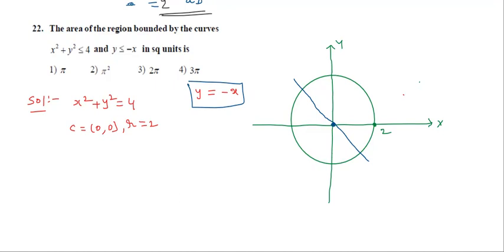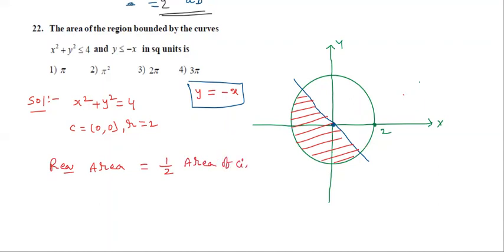So y is less than or equal to minus x is given. Less than means below the line, or below the circle. So the point of intersection of both the curves, this is the required area. That means this is the area of a semicircle only. So the required area is equal to half of the area of the circle. Semicircle means half of the area of the circle only.